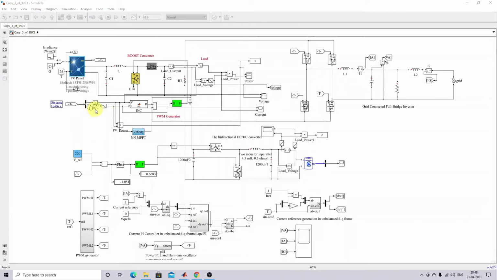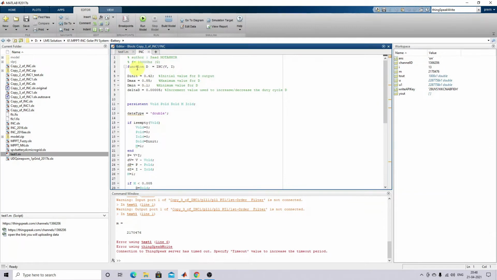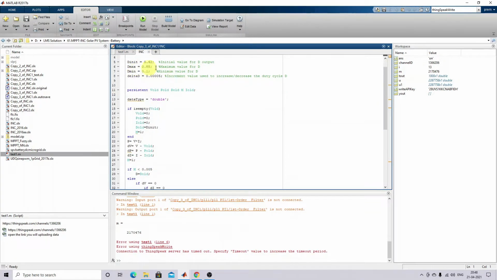Okay, PV voltage and PV current are going to be processed via incremental conductance as well as neural network MPPT. So this is incremental conductance MPPT, and here is the code for that incremental conductance MPPT.